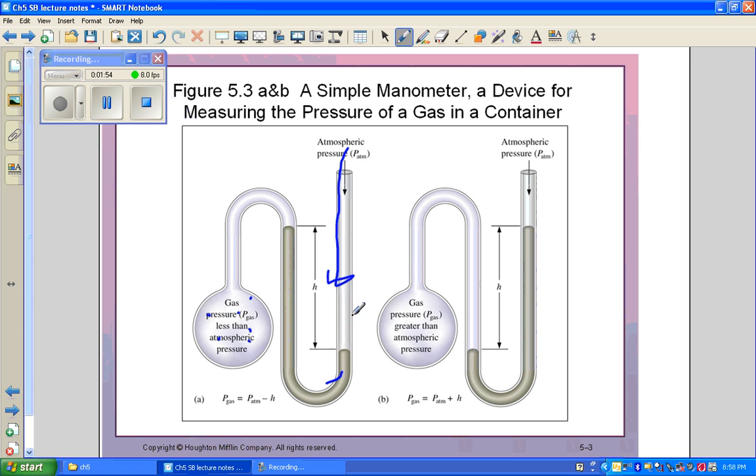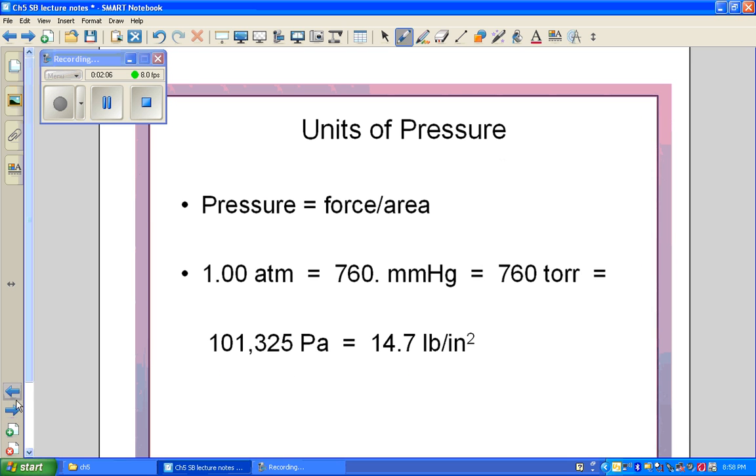Conversely, on the other side, if we look at this other one, we can see that these particles here, when they are colliding, are creating a lot more pressure, and so the mercury is going in the opposite direction. We will see this in class because we do have some manometers, and we'll take a look at vapor pressure through them. So pressure is equal to force per unit area.